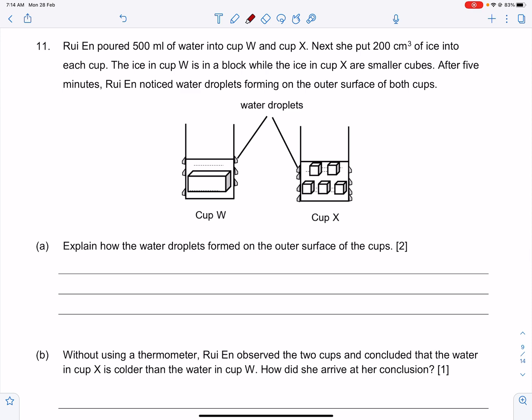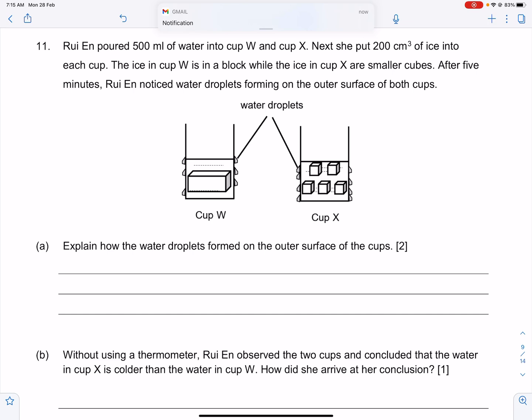Okay, question 11. Ray Earn poured 500 ml of water into cup W. Next, she put 200 cm cube of ice into each cup. The ice in cup W is a block, while the ice in cup X are smaller. After 5 minutes, Ray Earn noticed water droplets forming on the outer surface of both. Alright?